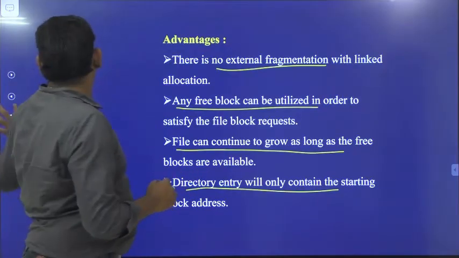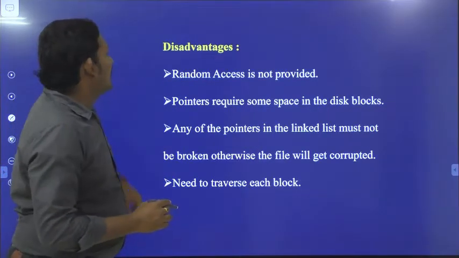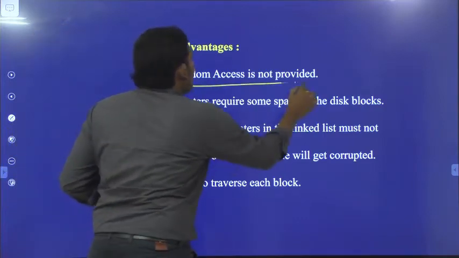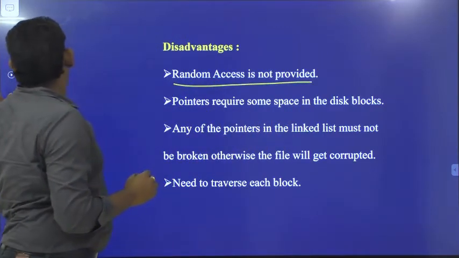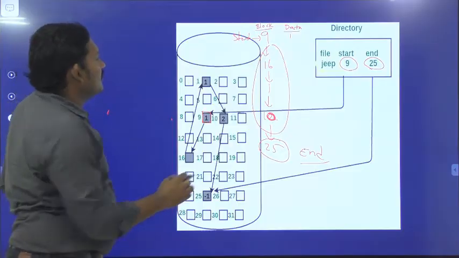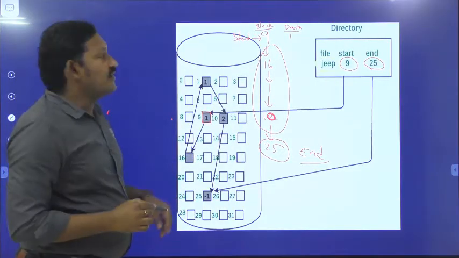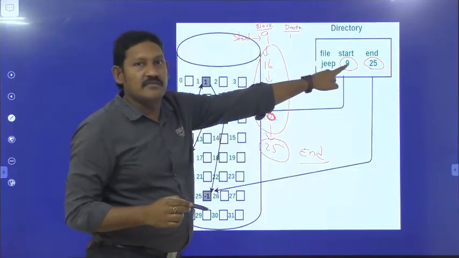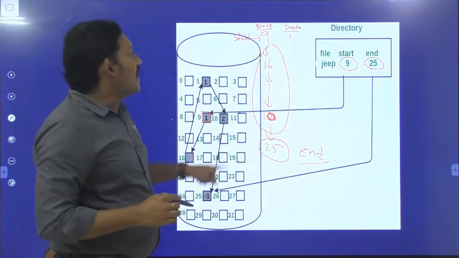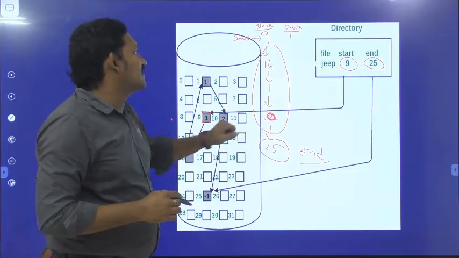Okay, that's only required. And coming to the disadvantages, random access is not provided. Why? Because see here, suppose if you want to access 16, we can't access directly. We have to start from the starting address 9. From 9 we have to start, and we have to search where we are getting 16.